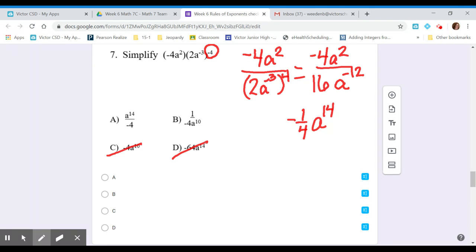And then B can be ruled out also because that exponent of A is a 10 and it's in the denominator. So by default, that leaves us with A. And it makes sense because dividing by negative 4 is the same as negative 1/4. So therefore, our answer is choice A.